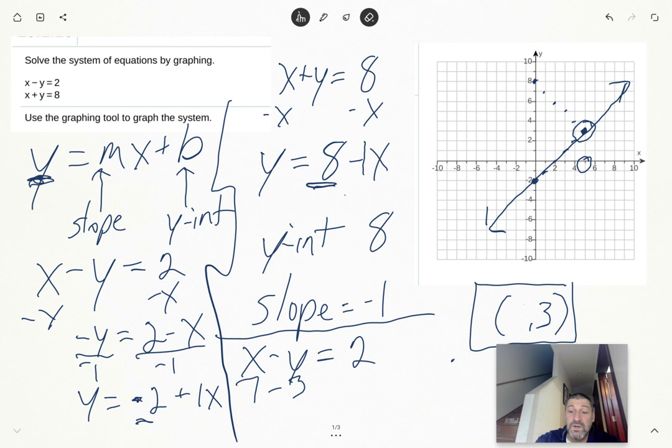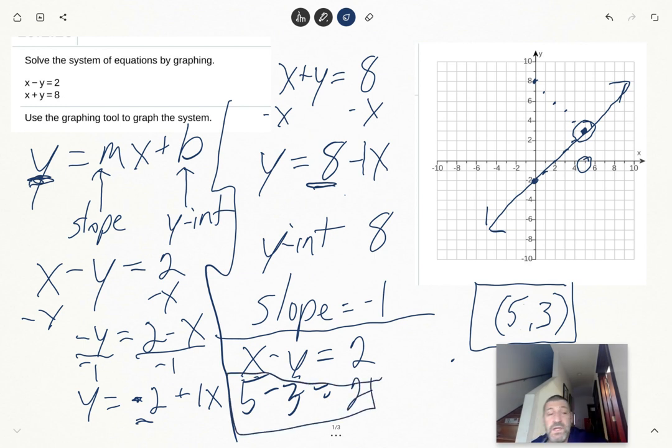Okay, that's why we check our work. If I didn't check my work, I would have got that wrong. So that's a 5, 3. So if I back up here and plug in my 5 minus 3, that's equal to 2. Okay, so that does work out.